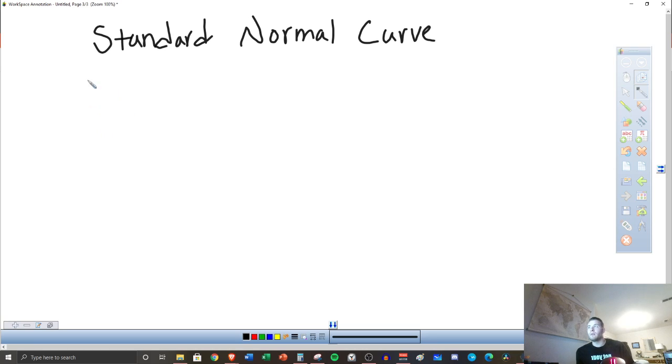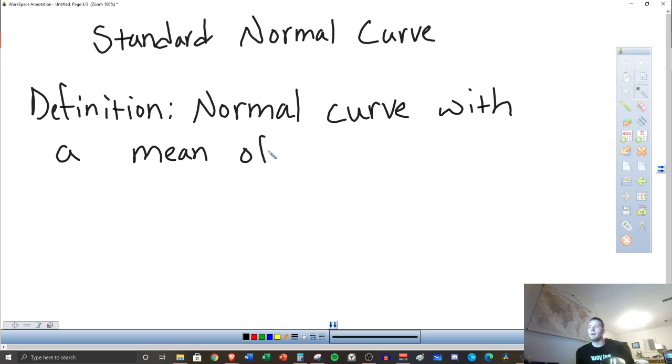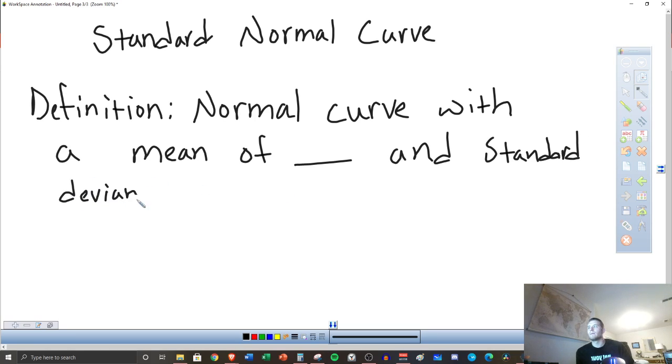A standard normal curve is, so we're going to say definition here, a normal curve with a mean of blank and a standard deviation of blank.